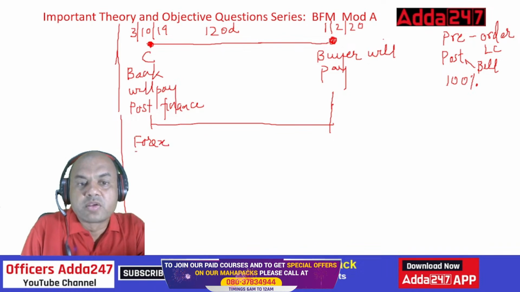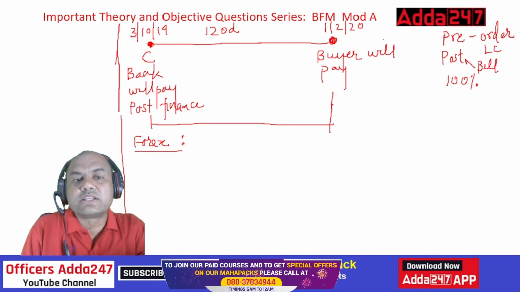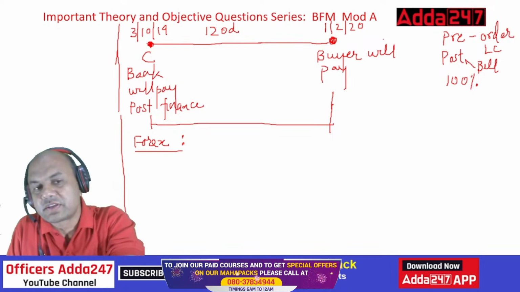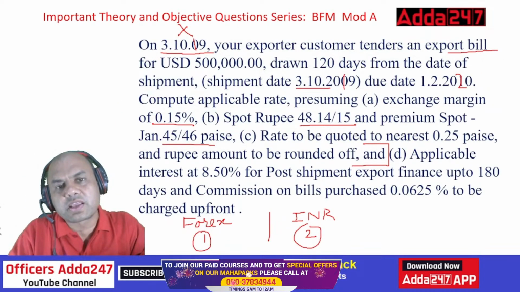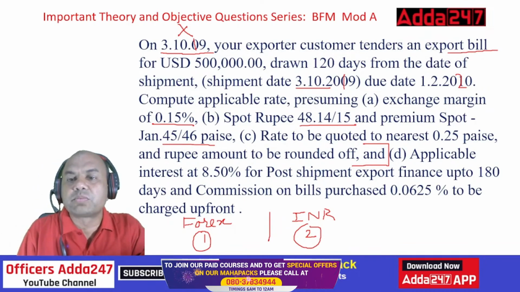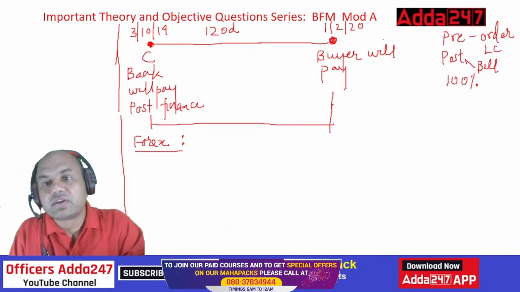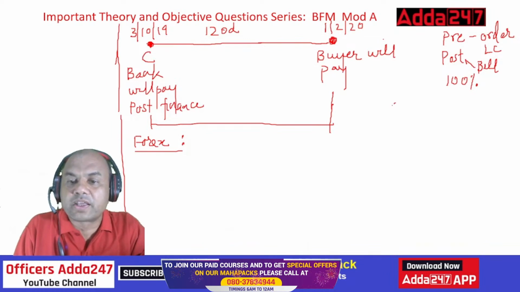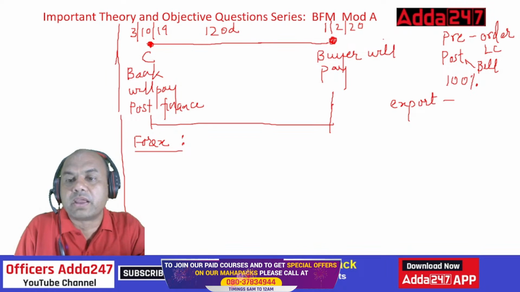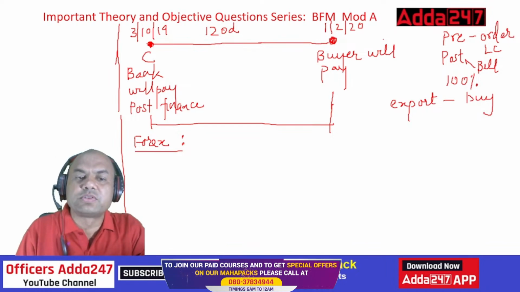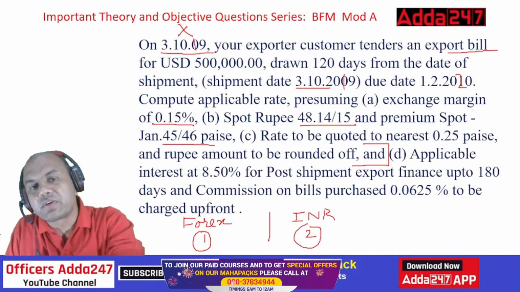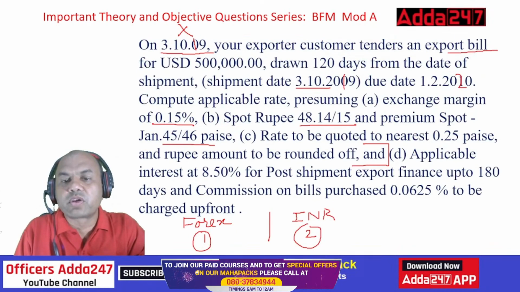Okay, what is the forex part? See here, today's date spot rate is given. Spot rate for today is 48.1415. So which one should I take now? Is this export or import? This is an export client, right? So whenever I am having an export client, always use the buy rate. For export, always buy. Got it? And for import, always use the sell. So I'll be using the buy rate. But what is the buy rate now? See this, 48.14 and 15.